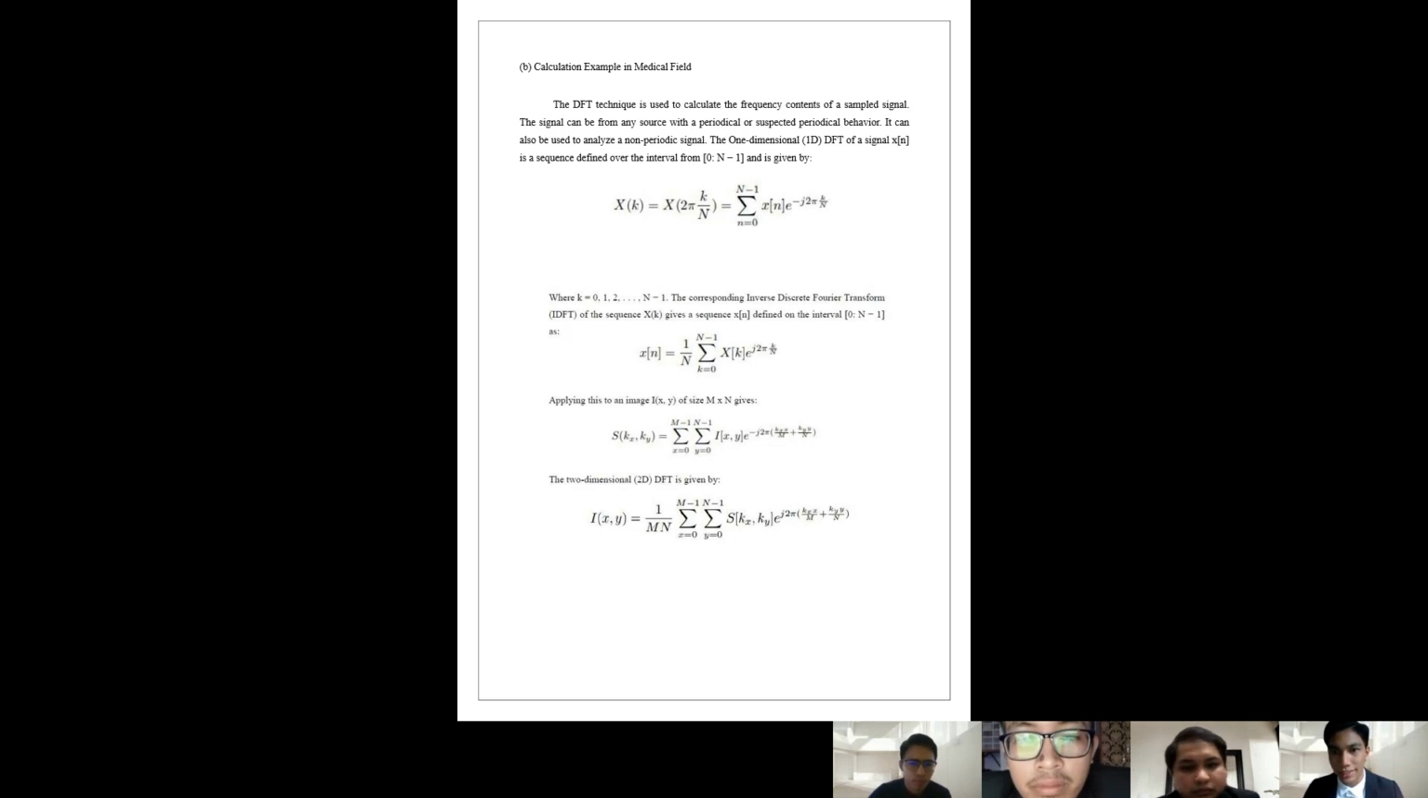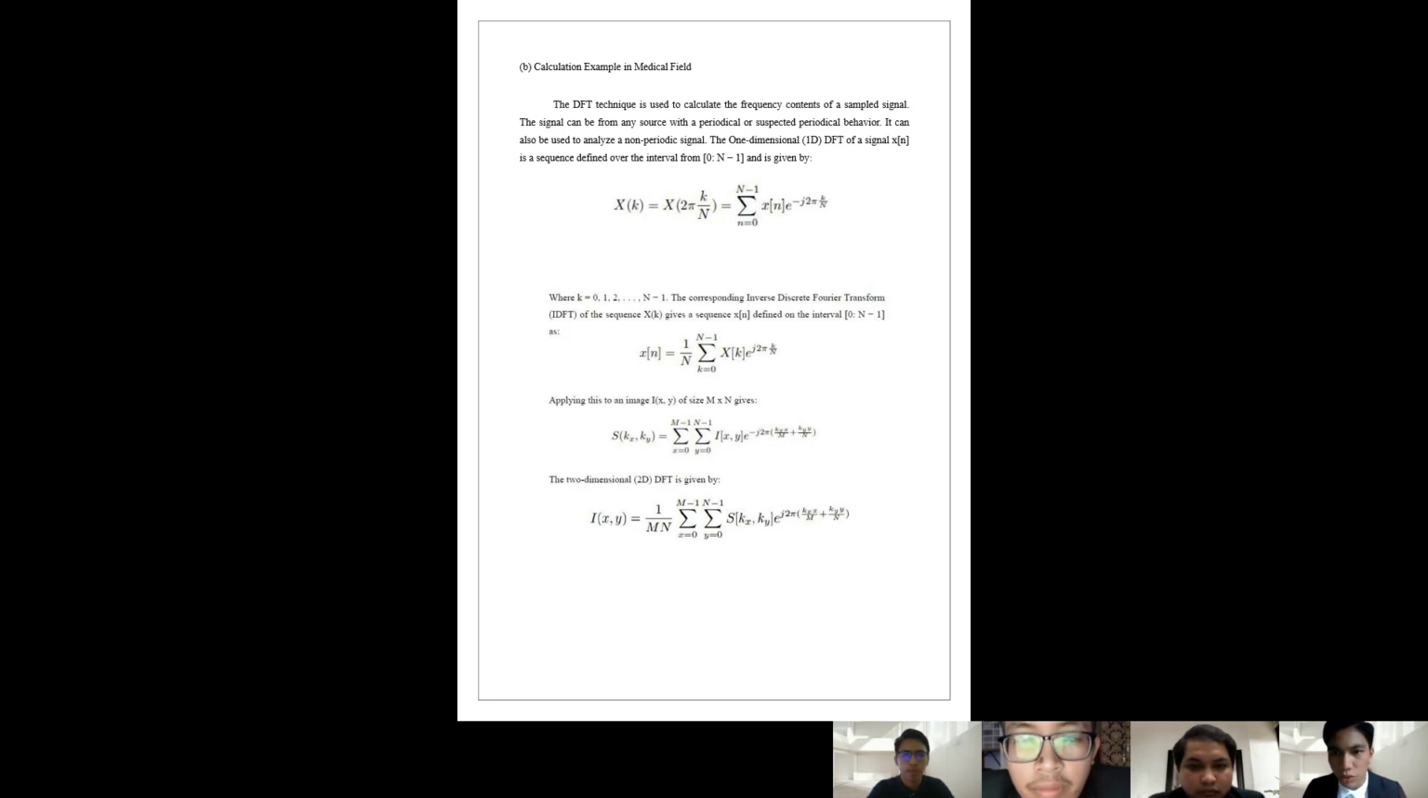So as you can see, Xk is included in the formula, which will also produce xn. The formula is 1 over N, the sum from k equal to 0 to N-1, of Xk times e to the power of j 2 pi k n over N. Applying this to an image, which is the variable x and y of size M times N, given Sk, kx, and also ky, we produce the coordinates for this.